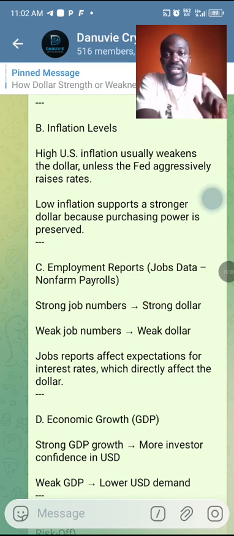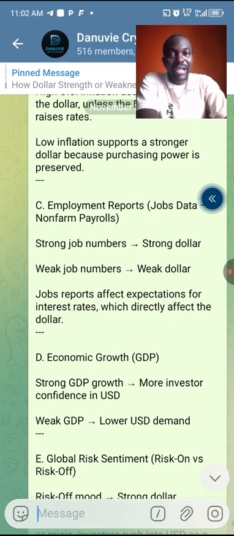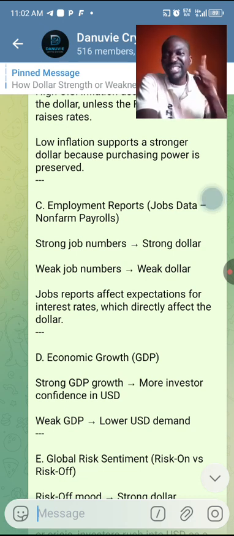So this is a very, very important news that affects the US dollar. Now, stronger job numbers, a stronger dollar. So you can see that. Now, any news that is positive for the US economy is going to strengthen their dollar.